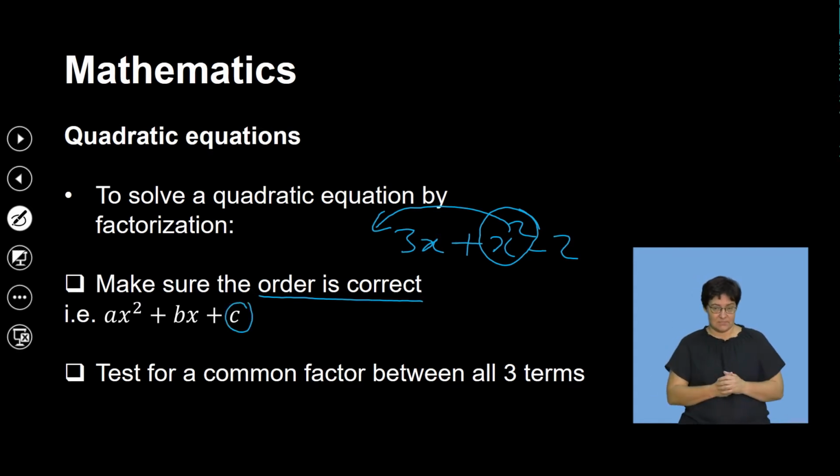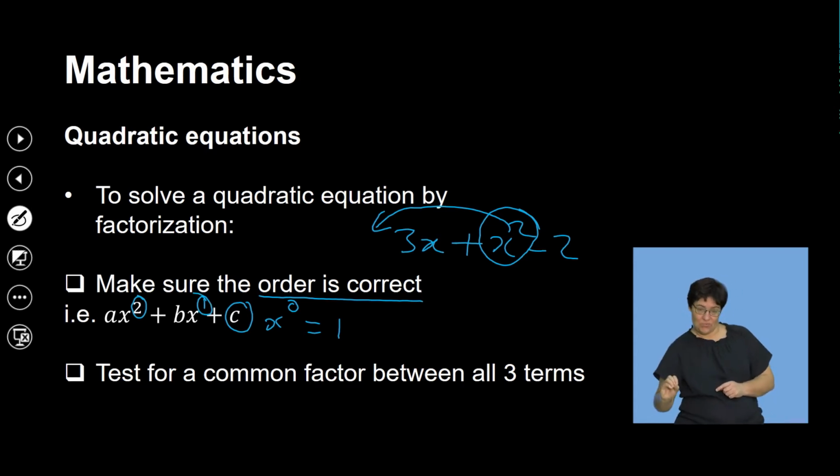See here, the constant does have an exponent, which is x to the exponent of 0, which is the same as 1. That's why it's just c. So the exponent of the first term is 2. It goes down, it becomes 1. It goes down, it becomes 0. That's what the descending order is about.